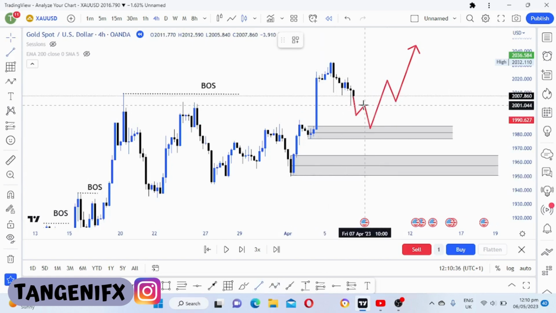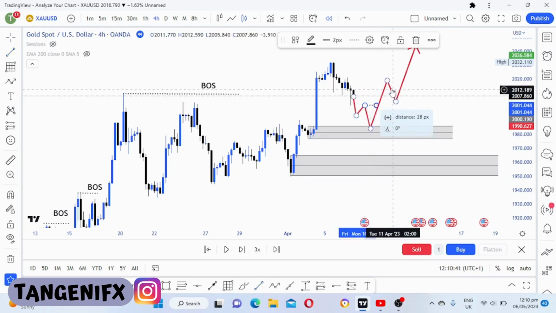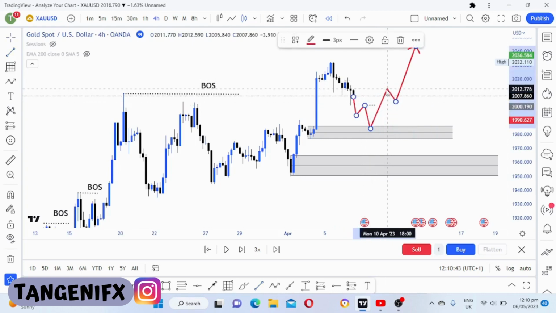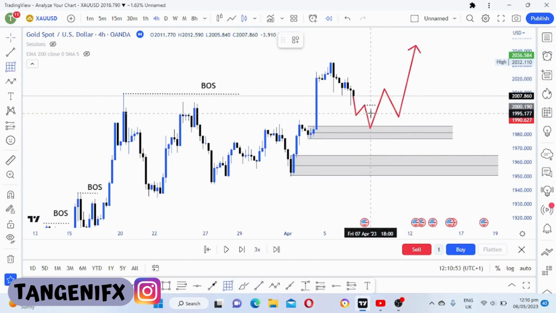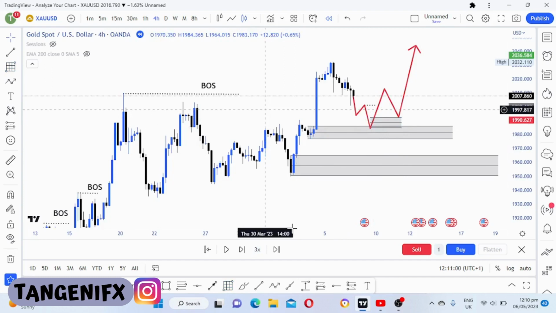You wait for a change of character. This is the change of character here. And once the change of character happens, you wait for price to come back. You draw a zone here on a lower time frame, and you wait for price to come back.